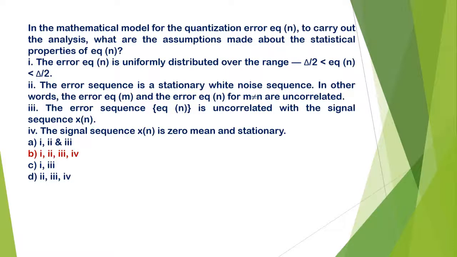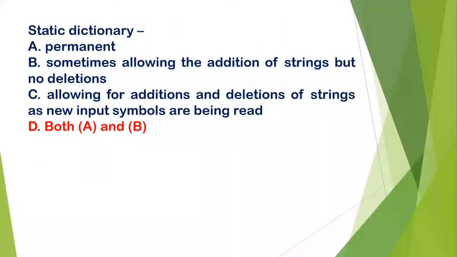Fourth, the signal sequence x[n] is zero mean and stationary, and the options are A. First, second, third. B. First, second, third, fourth. C. First and third. And D. Second, third, and fourth. And the correct option is B. First, second, third, fourth. All are assumptions that are made.